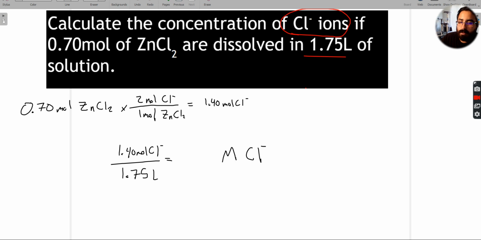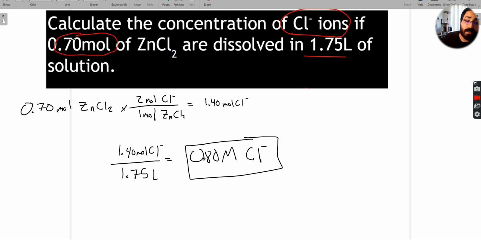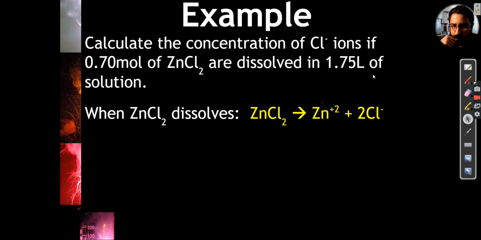That looks hideous. But let's see, 1.4 divided by 1.75, 0.80 molar solution. Now, how many sig figs? We see how this one only had 2. That limits our precision, right? We can't go to 3 sig figs because this one only has 2. So always keep that in mind, that the data that they give you determines your sig figs, okay?